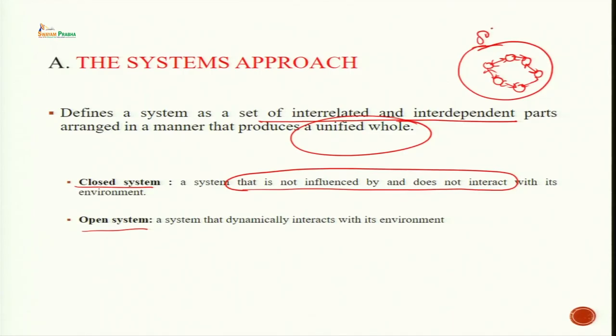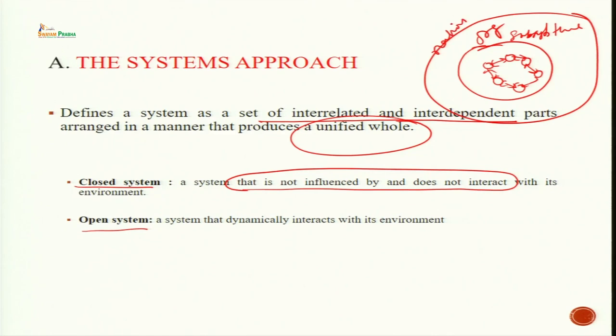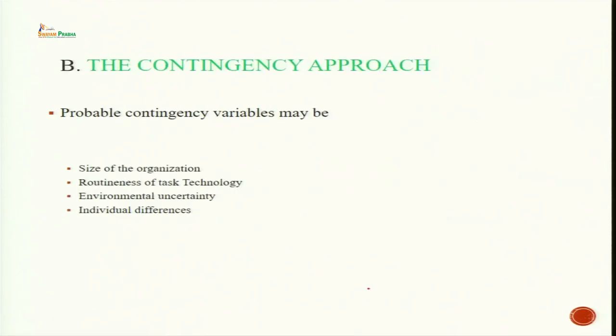So, here if this is an organization, it is a subsystem for the larger economy, that is, for the nation. For the nation, the organization is the subsystem. For the organization, HR, finance, and marketing are subsystems. So, this is the systems approach under the contemporary approaches. Let us now move on to the contingency approach.